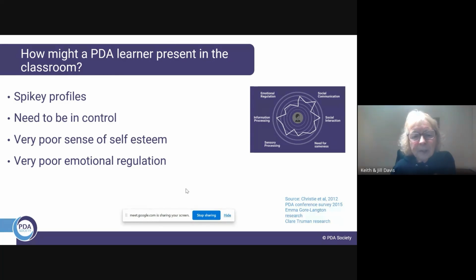Now, many of you may be using the zones of regulation or the 5-point scale. What I would suggest is try to personalize them and involve the young person in that process. It needs to be fairly indirect, but trying to drip feed how we feel emotionally is going to work well.